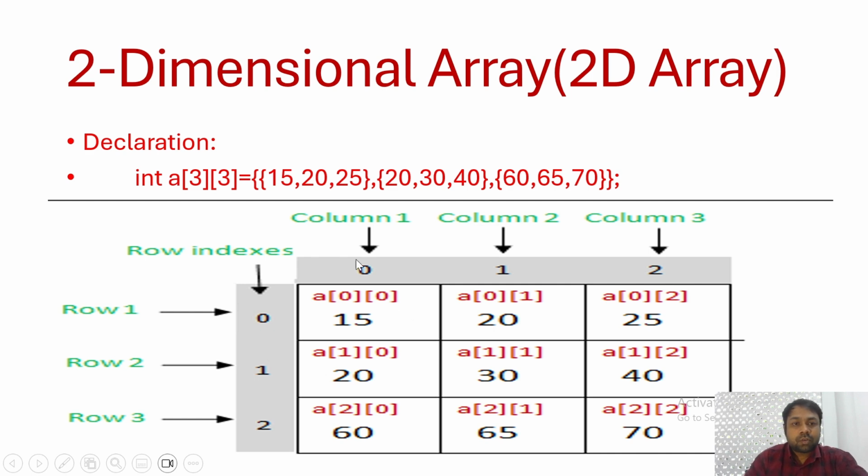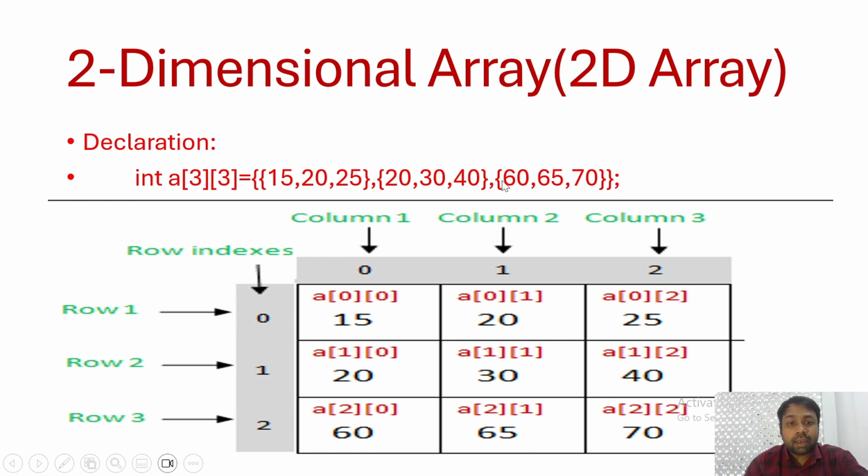Now the elements I am storing here, we can store directly using the assignment operator also. The elements we are storing are 15, 20, 25, which are the first row elements. How are we storing it? Just have a look. An outer curly bracket is there, and within that I have written curly brackets again. Within the first curly bracket I am entering the first row elements: 15, 20, 25. Second row elements: 20, 30, 40. Third row elements: 60, 65, 70. Like that I have entered.